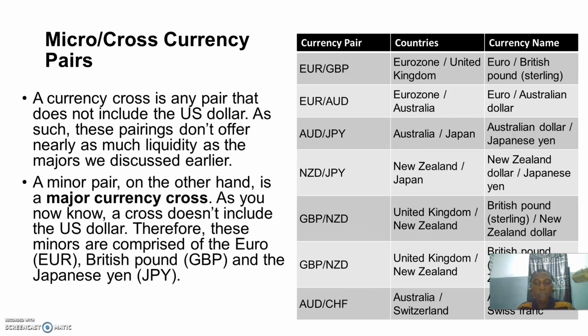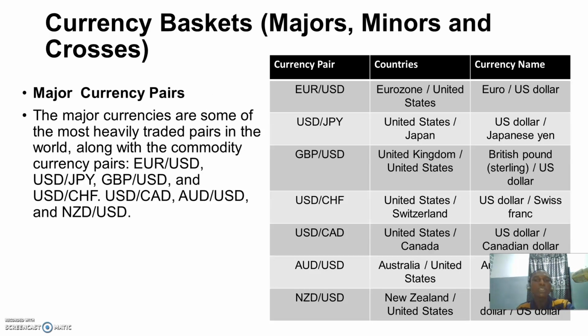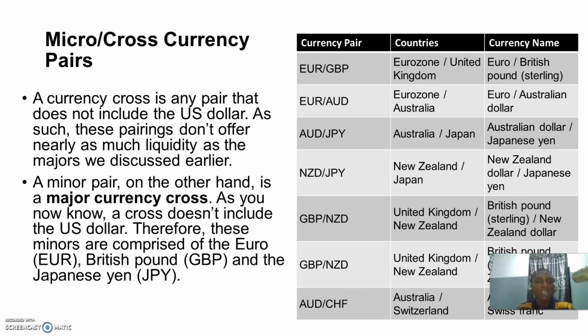Minor or cross currency. If you observe something, let me take us back a bit. In the major currencies, you see that it is only pairs where the US dollar is paired. So all of the major currencies have the US dollar in their currency pair. You can see Euro USD, USD JPY, USD CHF, USD CAD, Australian dollar USD, New Zealand dollar USD. So you can see every major currency has USD in it, but every cross currency does not have USD. A cross currency is any pair that does not include the US dollar.